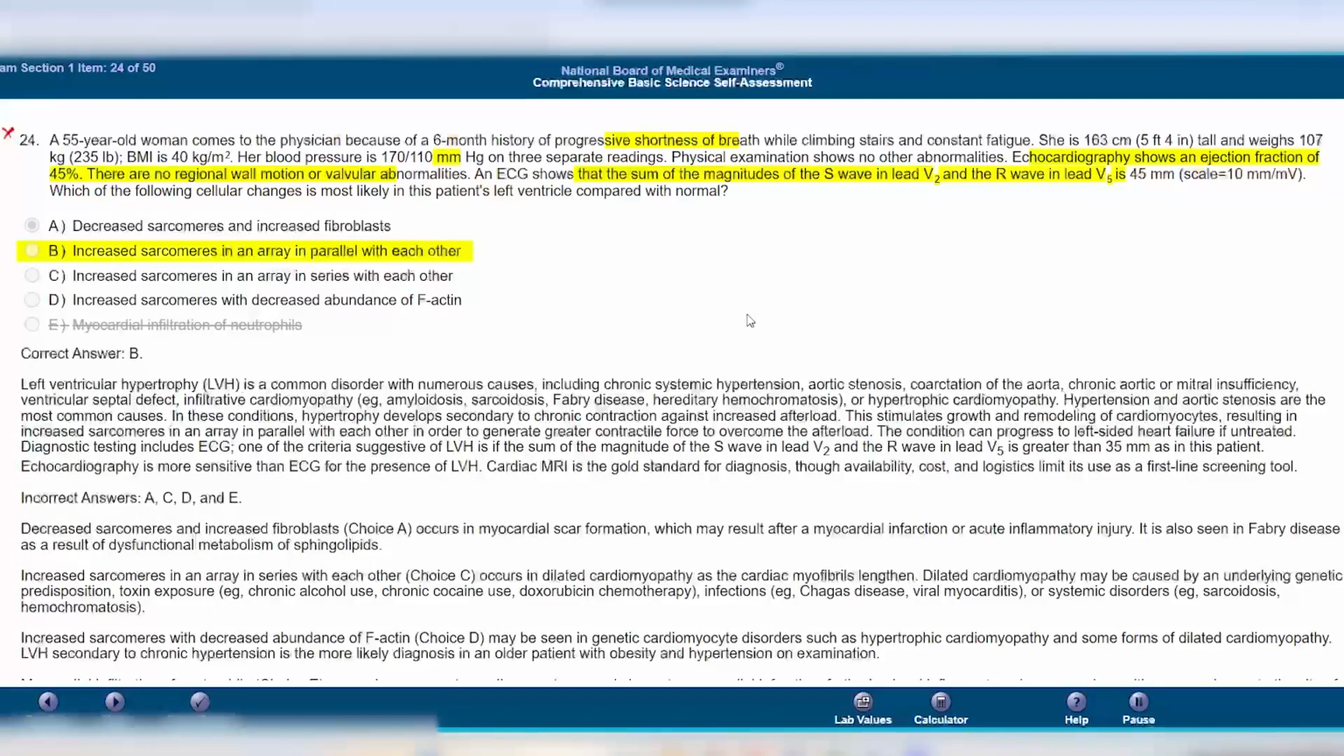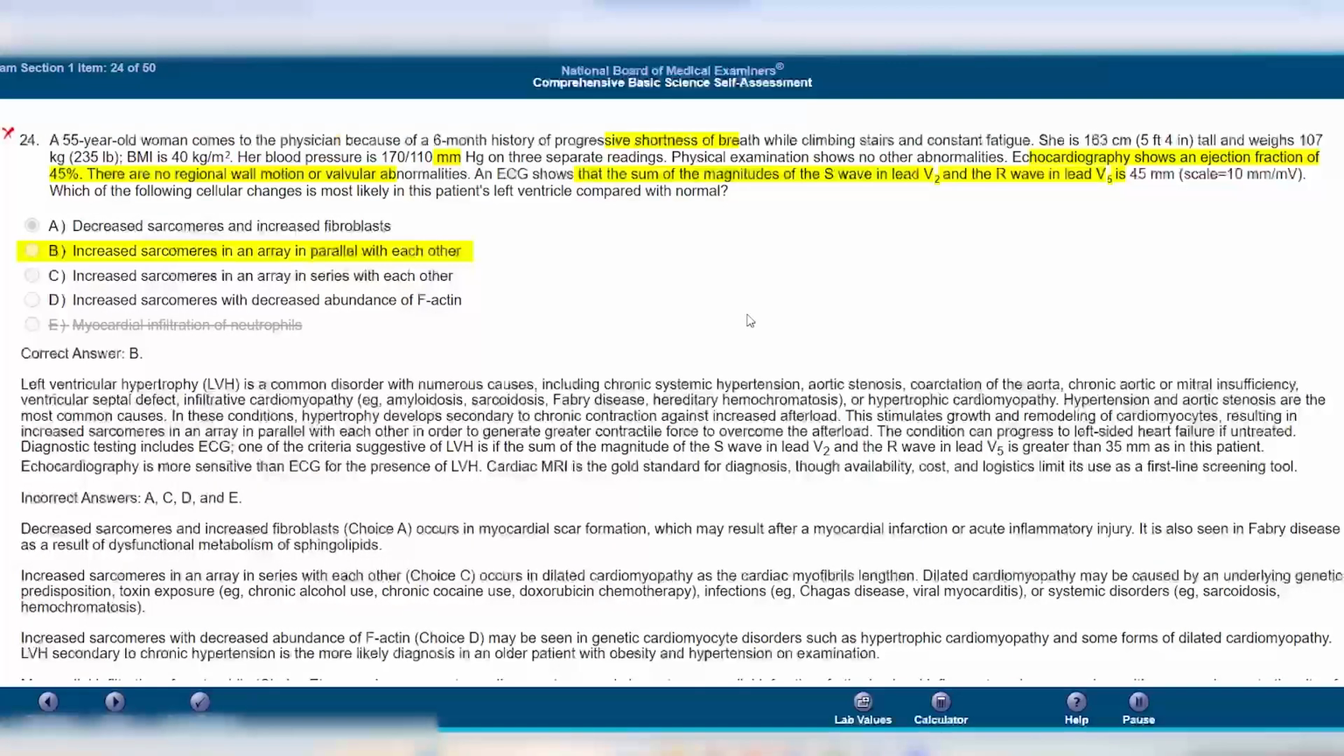For this one, I also changed my answer. What I was initially thinking was that the main sentence in here was that the sum of the magnitudes of the S wave in lead V2 and R wave in lead V5 was greater than normal. So that told me that maybe there was more pressure or more contractility in that particular region that could potentially cause hypertrophy.